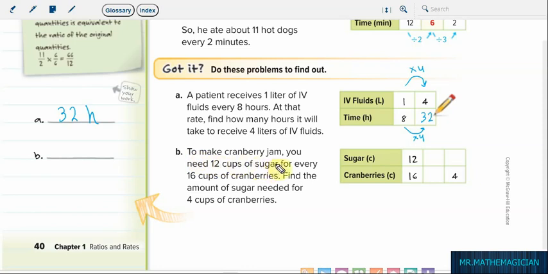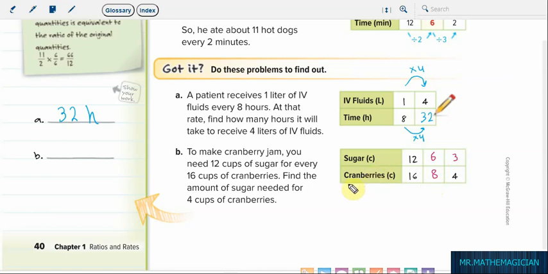To make cranberry jam, you need 12 cups of sugar for every 16 cups of cranberries. Find the amount of sugar needed for 4 cups of cranberries. So for 12, we need 16. I can divide by 2 now. 12 divided by 2 will give you 6. 16 divided by 2 is 8. I can divide by 2 again. 8 divided by 2 is 4. 6 divided by 2 is 3.